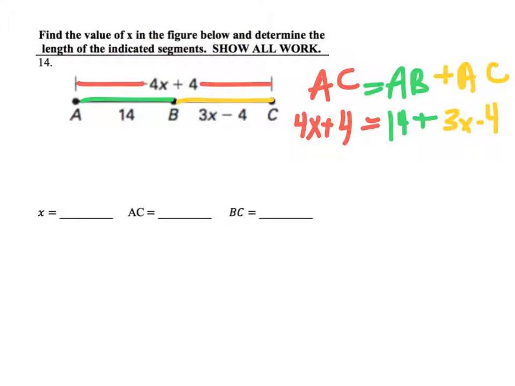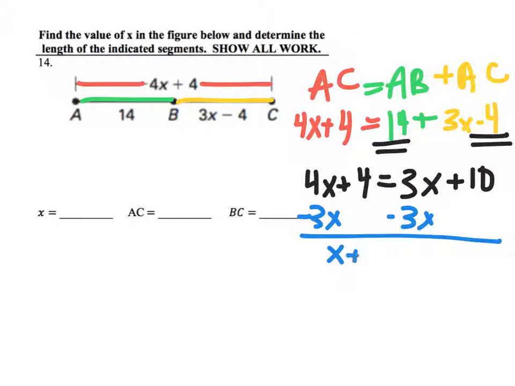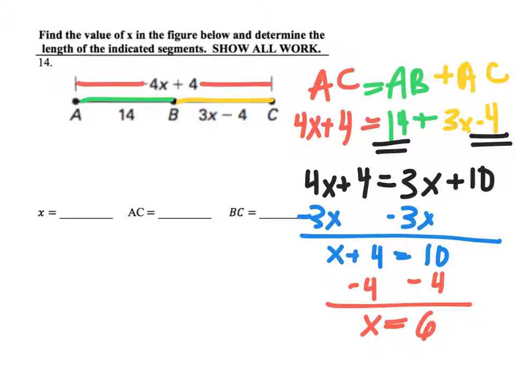From there, we're just going to combine our like terms. So I notice I have 14 and I have negative 4. My 4x plus 4 will stay, and that equals 3x, 14 minus 4 gives me 10, plus 10. From there, we're trying to get x by itself. I'm going to subtract 3x from both sides. When we do that, we have x plus 4 equals 10. My last step, we're going to subtract 4 from both sides, and we get x equals 6. And that would be my value here.